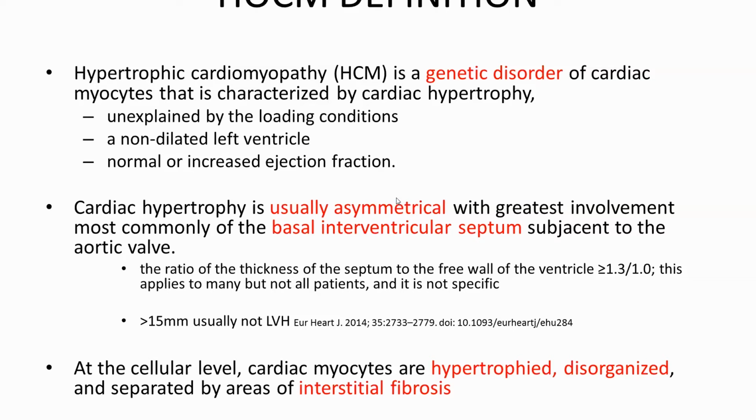The hypertrophy at a microscopic level is disorganized, and there's a lot of fibrosis. And the most common manifestation is the ASH, or asymmetric septal hypertrophy of the basal septum. And the thickness ratio that's said to be significant is when you get 1.3 to 1 septal to posterior wall ratio, but it's not particularly specific. However, if you see a septum that's greater than 15, 16, it's unlikely to be LVH, athlete's heart. It's more likely to be HOCM.